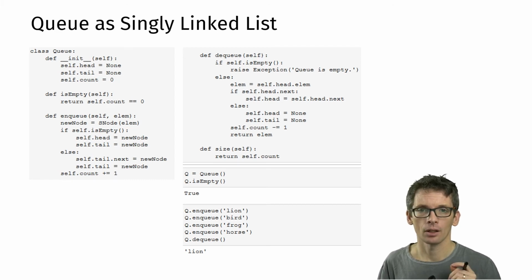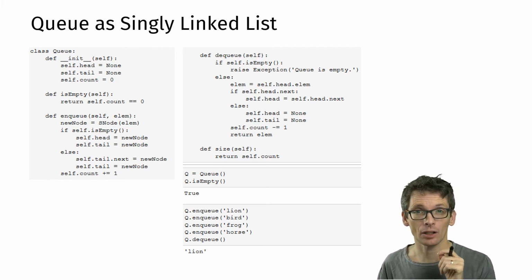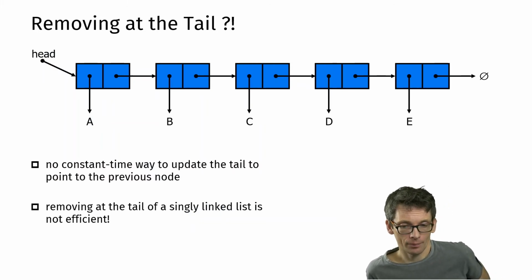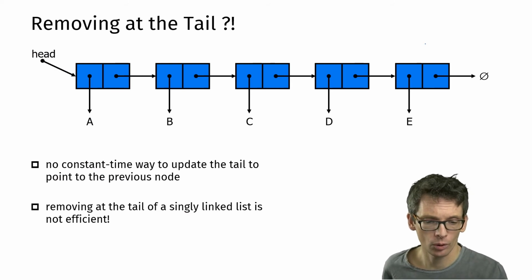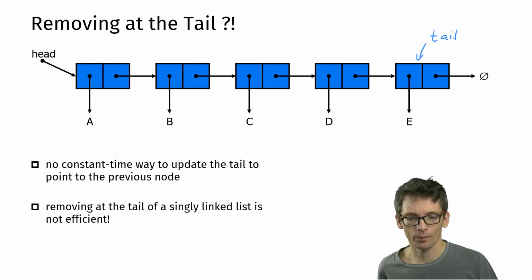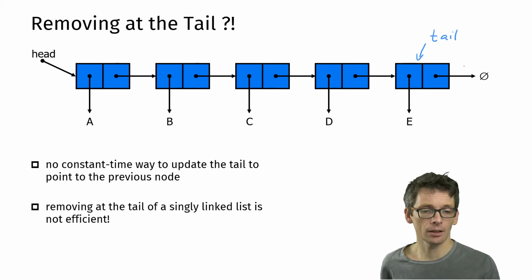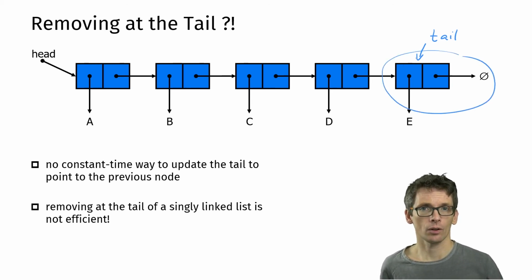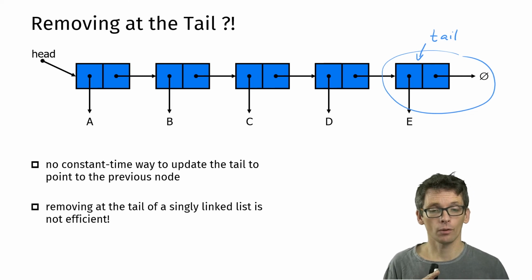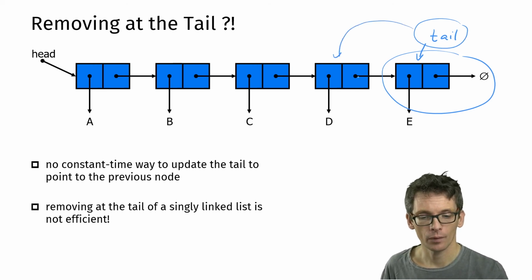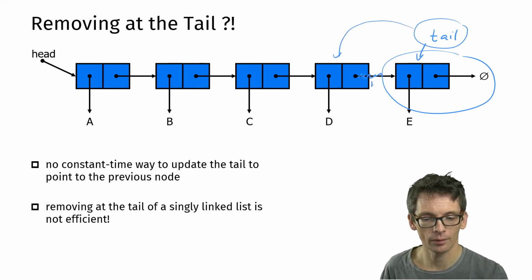Now let's look at one more operation, and that is removing at the tail. So can we remove efficiently at the tail? So first of all, of course, to do so, we want to be able to point at the tail. That we can do. But now there's a problem. I want to delete this node. What do I need to do for that? I would need to update the information for the tail, the information that it should be pointing here, and I should update this pointer to none.